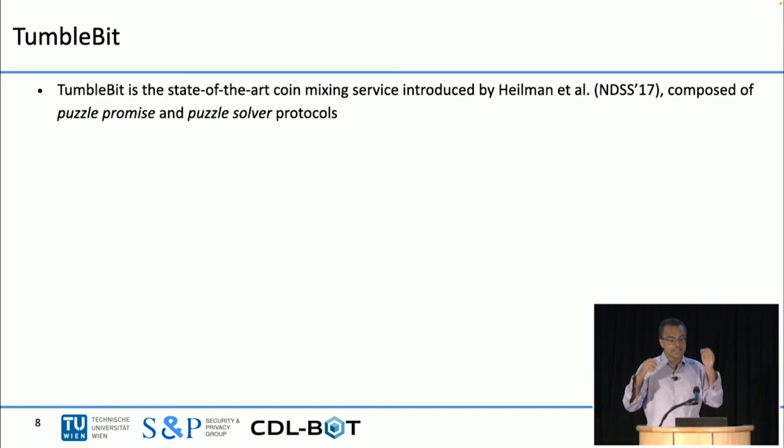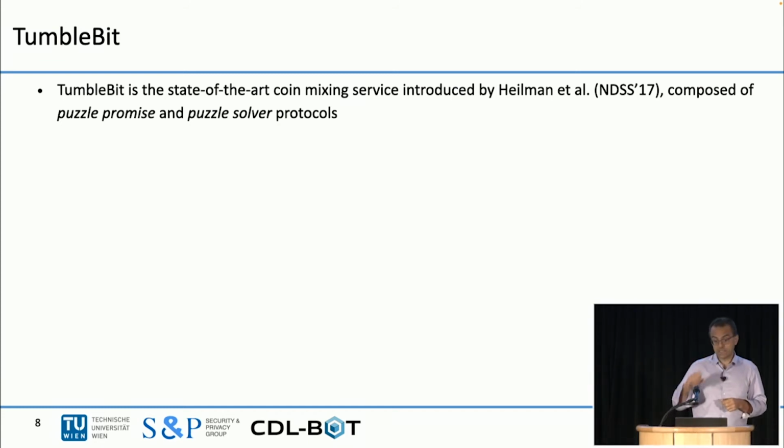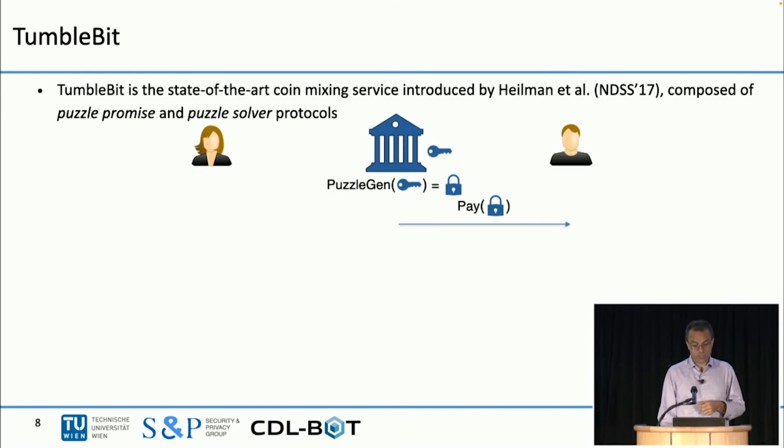Tumblebit is a state-of-the-art coin mixing service that was introduced by Heilman and others in 2017. And the protocol is composed of two parts. There is the puzzle promise and the puzzle solver protocol.